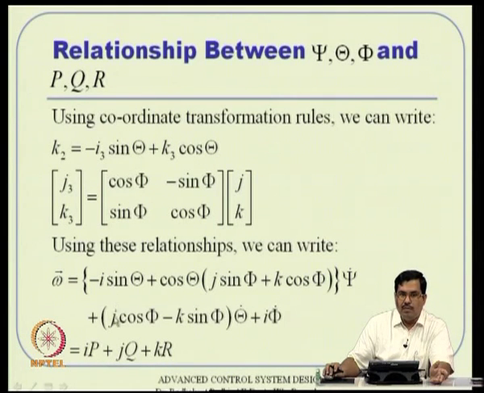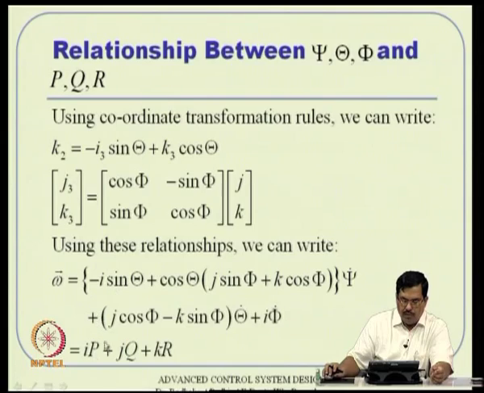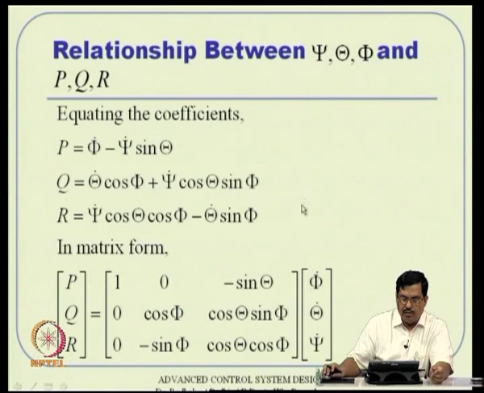So, now I can equate this component by component, because these three are orthogonal quantities, I, j, k are orthogonal to each other. So, I can equate these quantities component by component actually. Okay. So, let us do that and then we will have this relationship. If you use this component by component, this relationship will pop up actually. Okay. So, vectorially speaking I can write it that way.